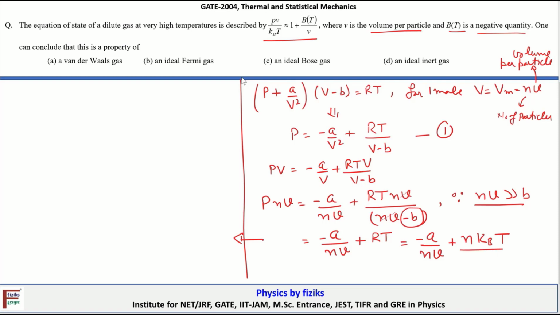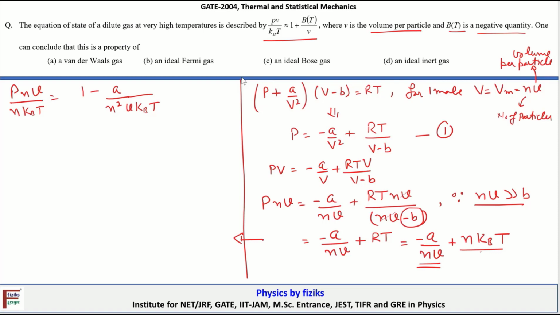By bringing this term into P, yes, we are taking this as common. So I can rewrite this as Pv upon N kB T, and that is equal to 1 minus A upon, so here we need to multiply by N kB T, so that will become N square b N square v kB T.